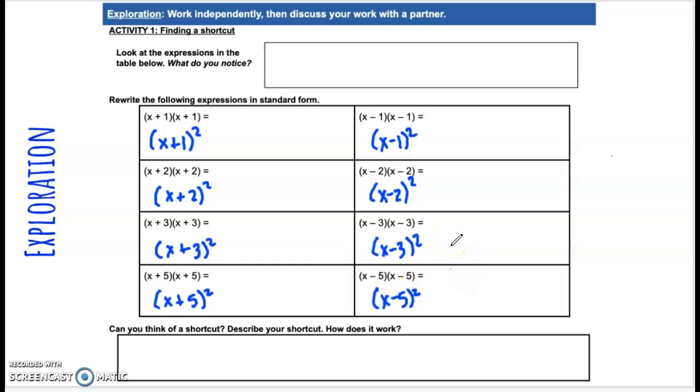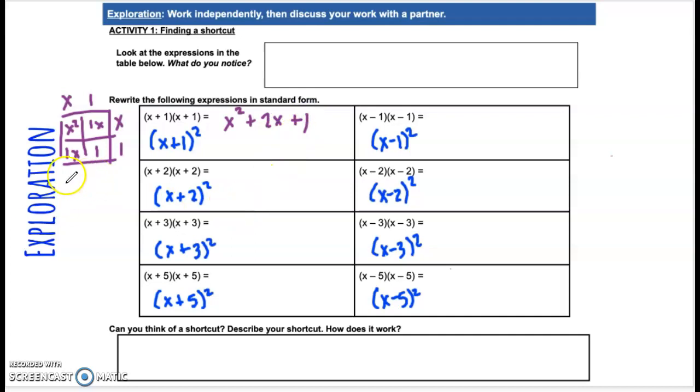All right, so I notice that I have perfect squares. I notice I have addition in the left column and subtraction in the right-hand column. And the next thing I want to do is just go through and actually do my multiplication. So if I get my box method going, and I've got x and 1 and x and 1, I'm going to do x times x, which is x squared, 1 times x, which is 1x, x times 1, which is 1x, and 1 times 1, which is 1. I end up with x squared plus 2x plus 1.